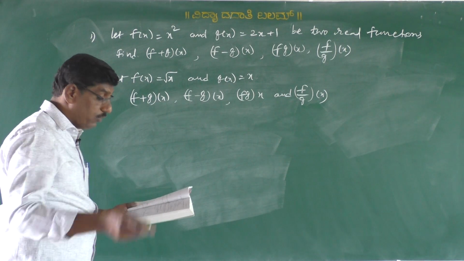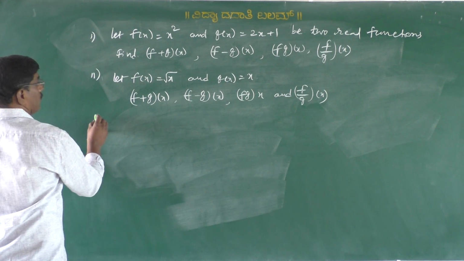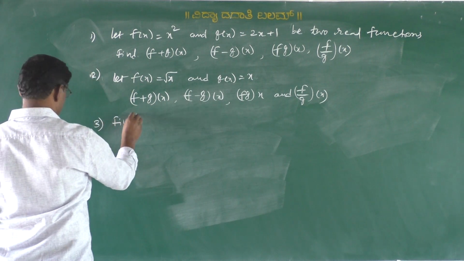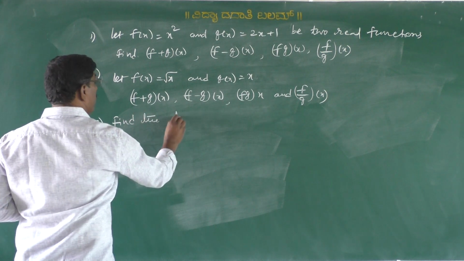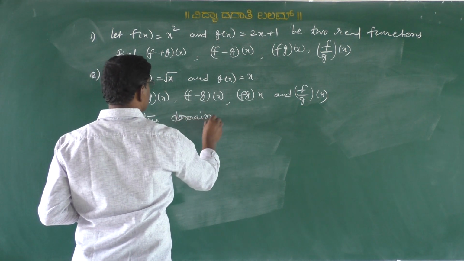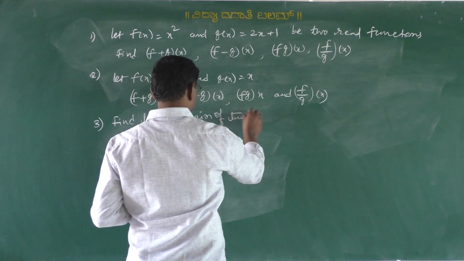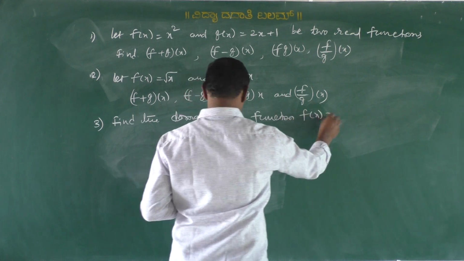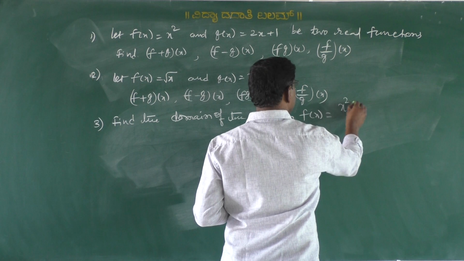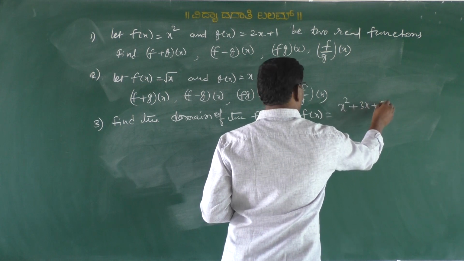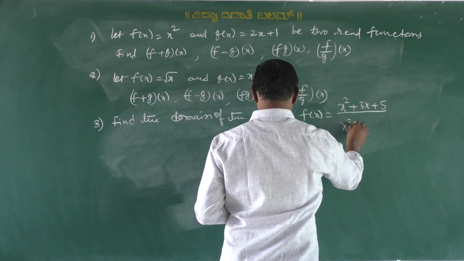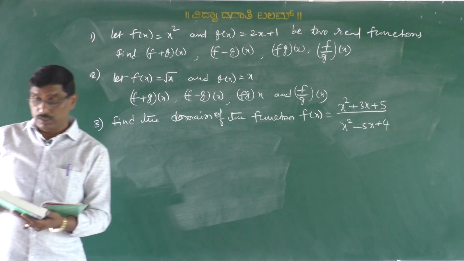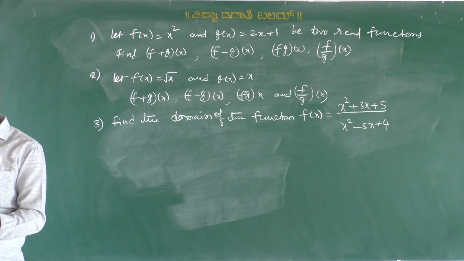And also find the domain of the function. Third one, find the domain of the function f of x is equal to x square plus 3x plus 5 divided by x square minus 5x plus 4. We have to do these three problems on the basis of what I did in the previous problems.